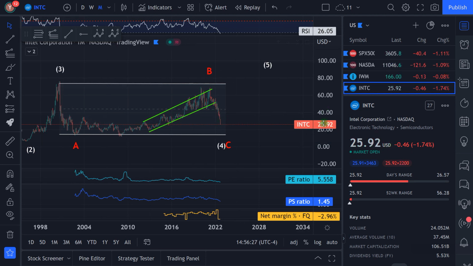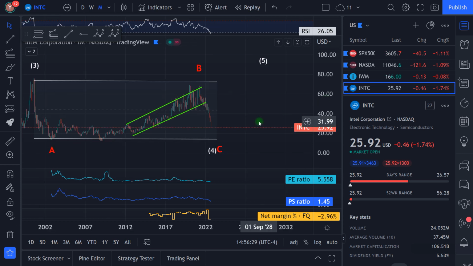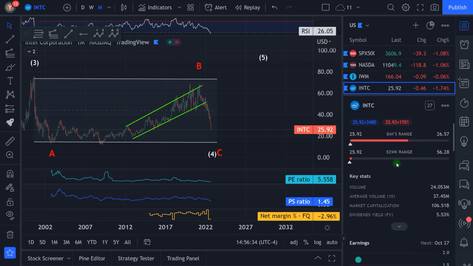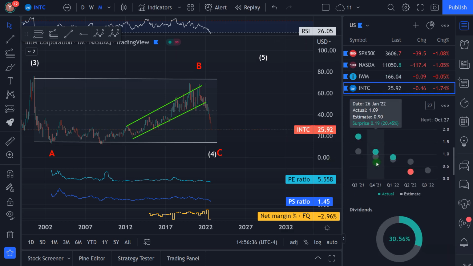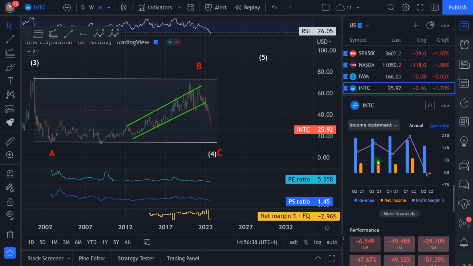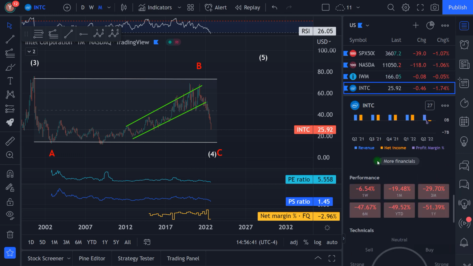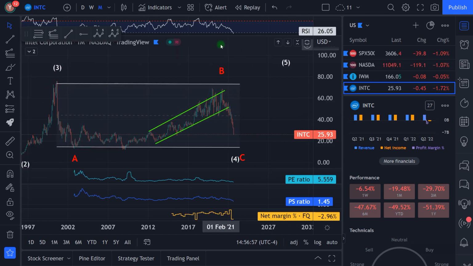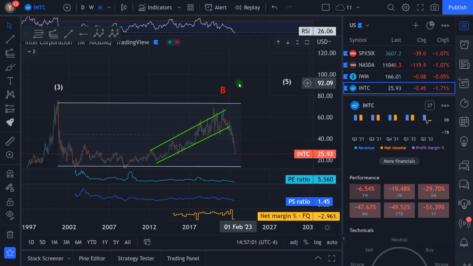But of course I'm expecting that this stock can go a little bit lower, but if you're a dividend investor, a dividend stock picker, of course it can be the best buy for you. And the performance over the last 3 months is more than 30%, and the year to date is about 50% down. So now maybe Intel can be a very nice point to buy.